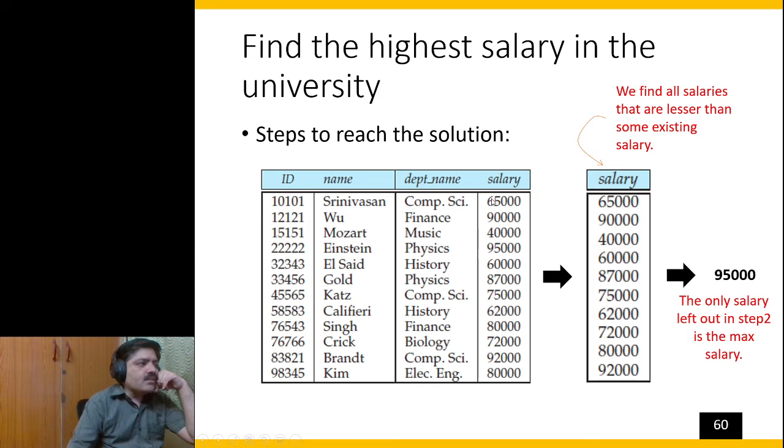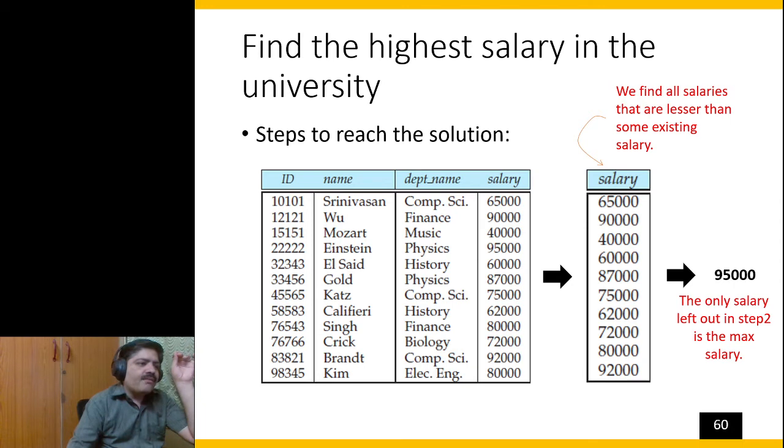So I take this table and ask, for each salary, is there another corresponding salary which is lesser than this salary? So for 65,000, can I find any salary that is lesser than 65,000? So we have 62,000 over here. Or okay, I'm sorry. I should say: find all salaries that are lesser than some existing salary.